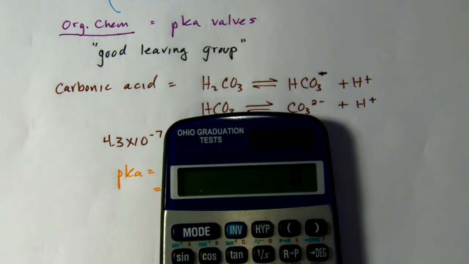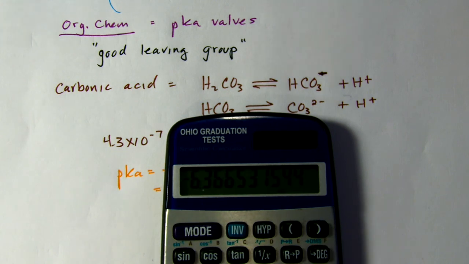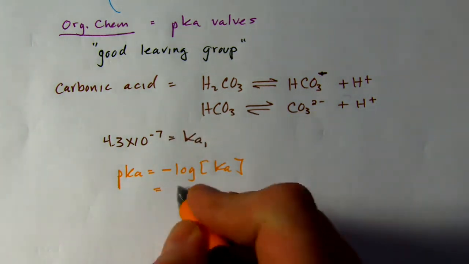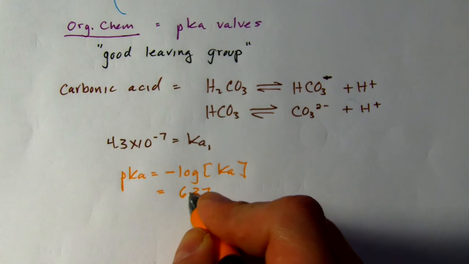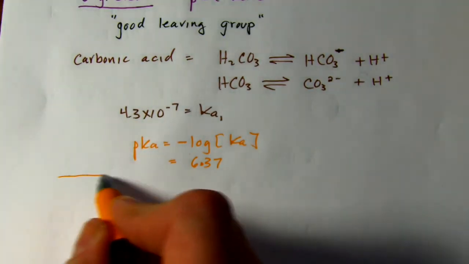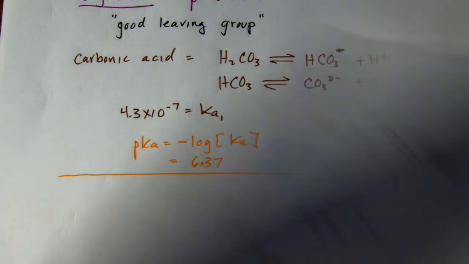Okay, and again, if we take 4.3 times 10 to the negative 7, take the log, and then the negative of that, it's 6.37. So we can talk about how that relates to leaving groups. So this is just a warm-up to the idea that pKa values are very important. Let's make sure we understand the whole concept before we make our final list.